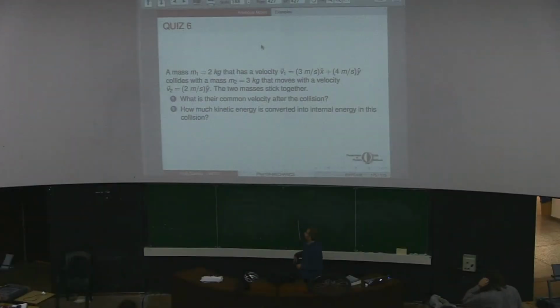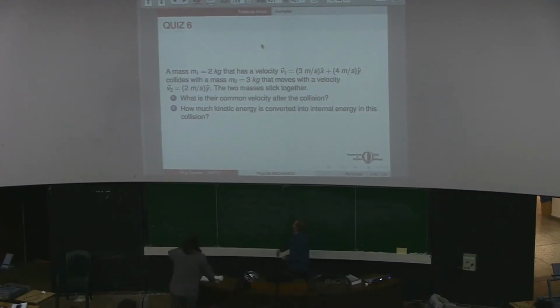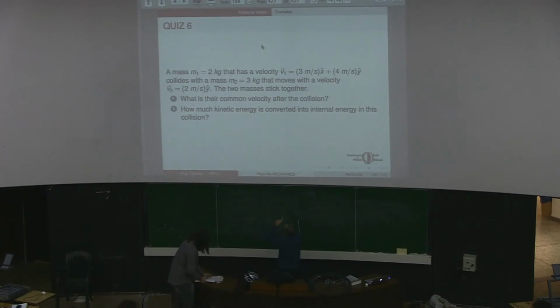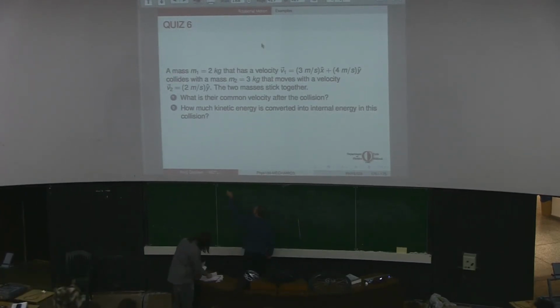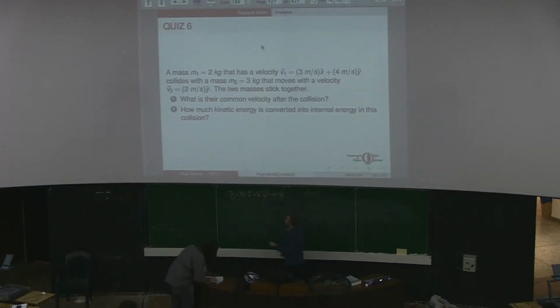So let's start with the solutions first. We have two masses. M1 is 2 kilograms. Its velocity is given. So the momentum of the first mass is 6 x hat plus 8 y hat kilogram meters per second. This is P1.